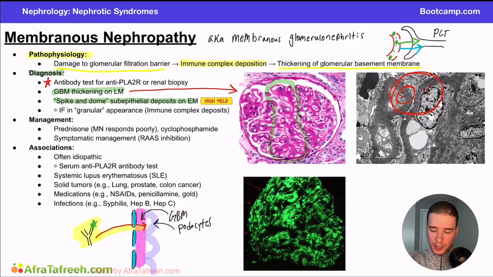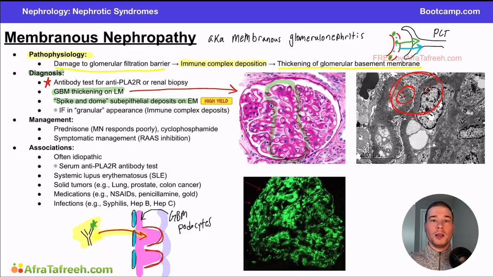So now, if we draw our attention back to our drawing, we might have something that looks more like this. And you can see here then why it's called a spike and dome appearance, right? We've kind of created these spike or dome-like structures as subepithelial deposits, which can be seen on electron microscopy.